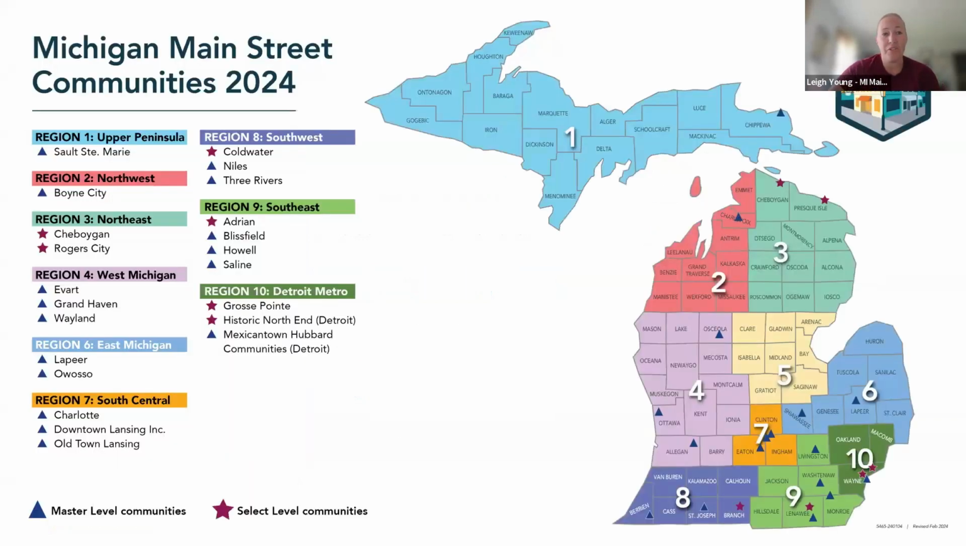We have 22 communities that participate at the highest levels, at the select and master level, but we have about another 11 that are participating at the network or engaged levels, and I'll talk about the level designations in a second.